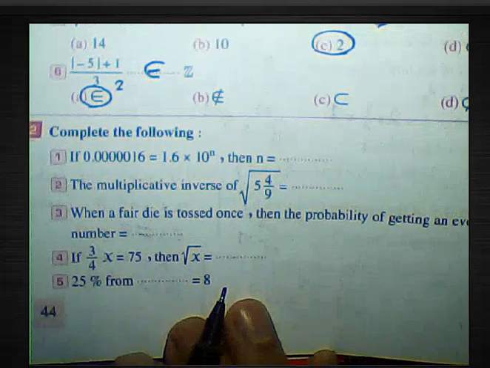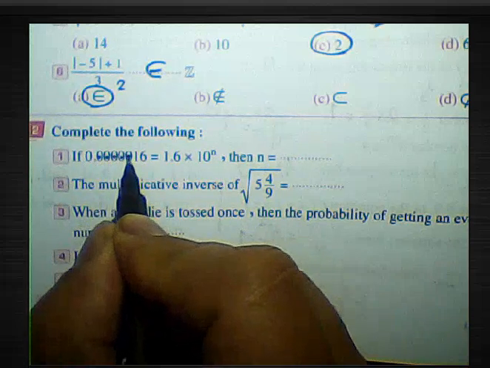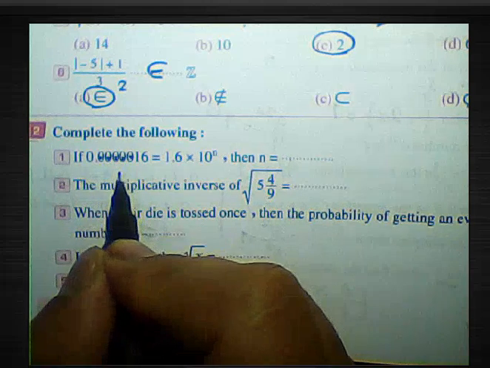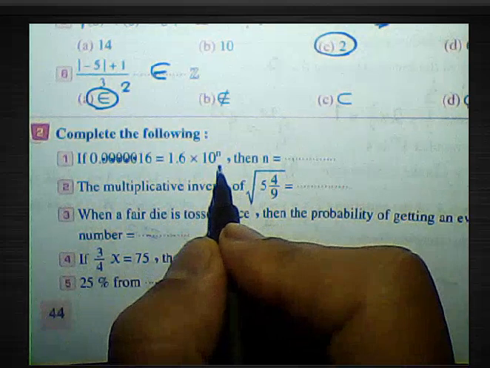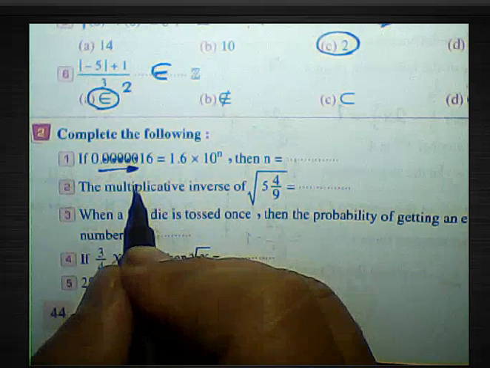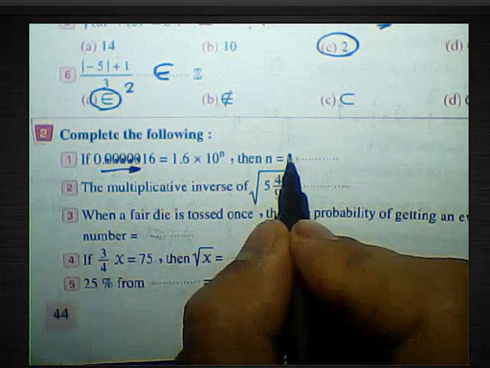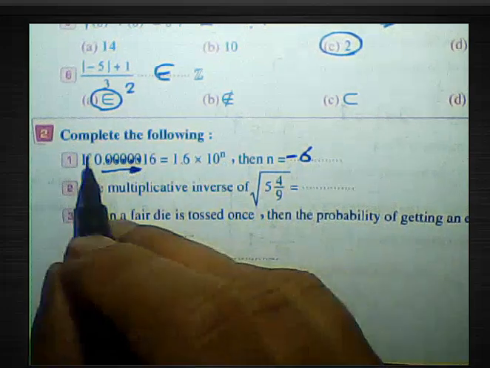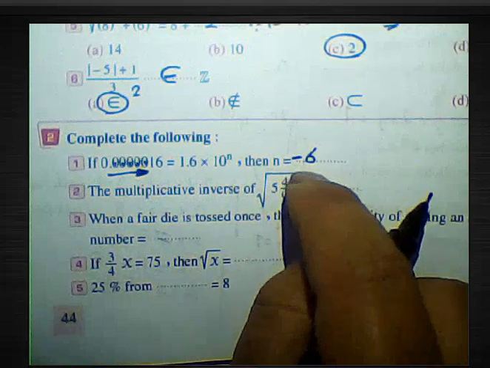Complete the following. 0.0000016 equals 1.6 multiplied by 10 power n. In the standard form, we move the point from left to right by 6 places: 1, 2, 3, 4, 5, 6 steps. So n will be 6. Since we moved from left to right, the sign here must be negative.